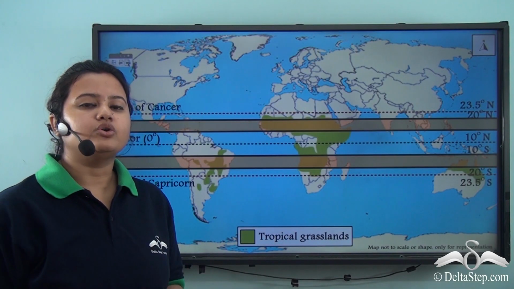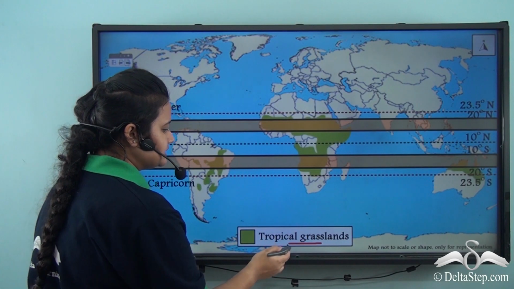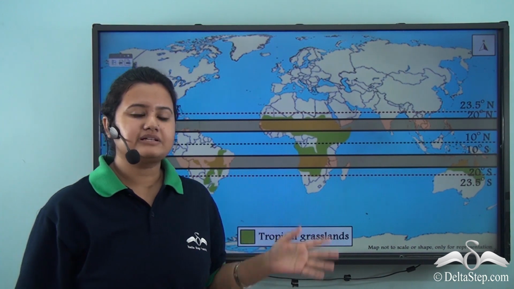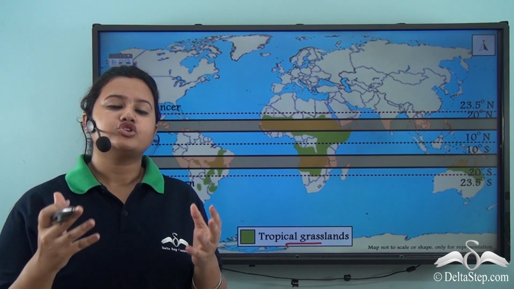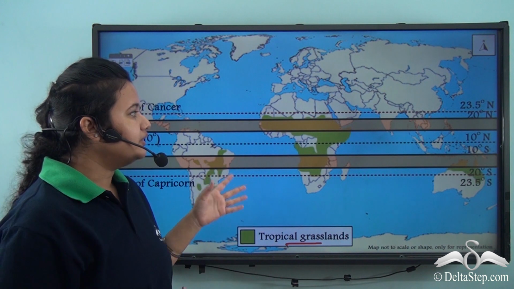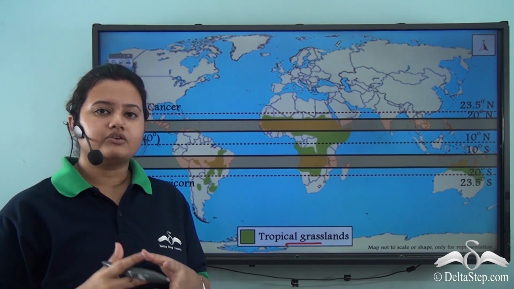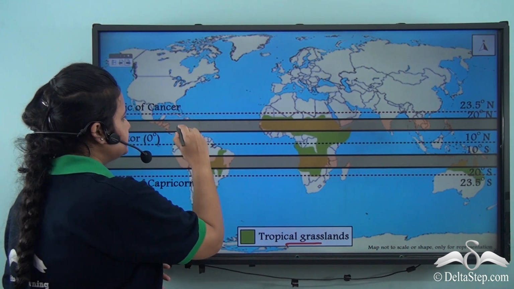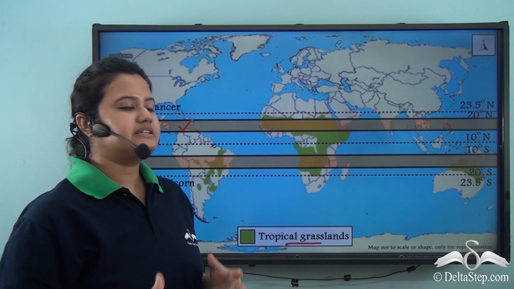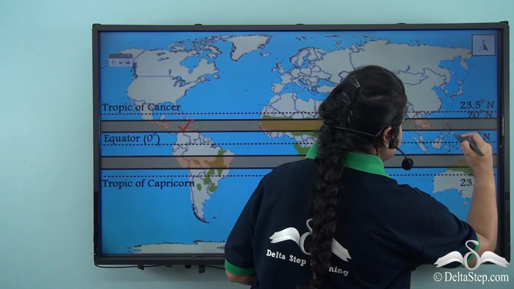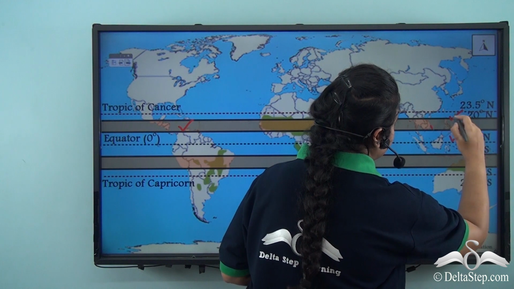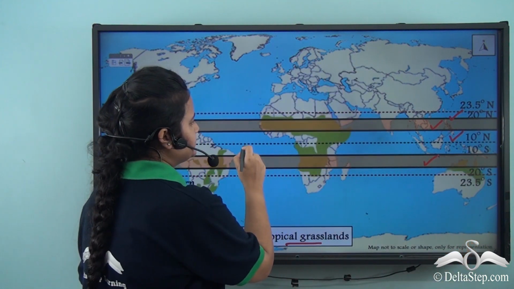Baobabs mostly grow in the tropical grasslands. Now this map depicts the location of tropical grasslands. Here we can see that the tropical grasslands are located in this belt, that is in the latitudes between 10 degrees to 20 degrees north and south of the equator.